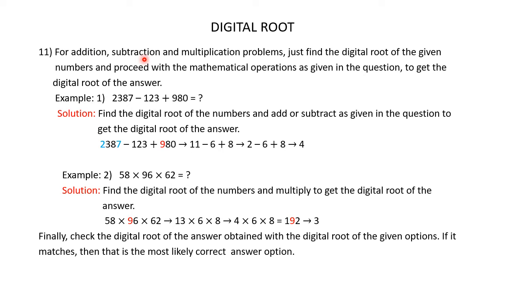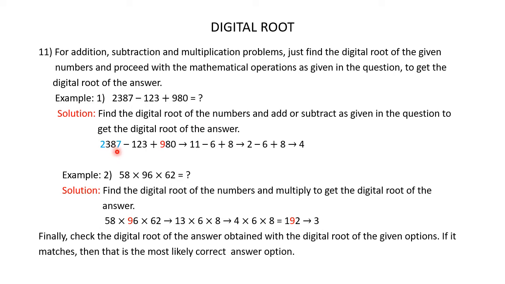For addition, subtraction and multiplication problems, just find the digital root of the given numbers and proceed with the mathematical operations as given in the question to get the digital root of the answer. For example, 2387 minus 123 plus 980 is equal to how much? First, find the digital root of the numbers and add or subtract as given in the question to get the digital root of the answer.